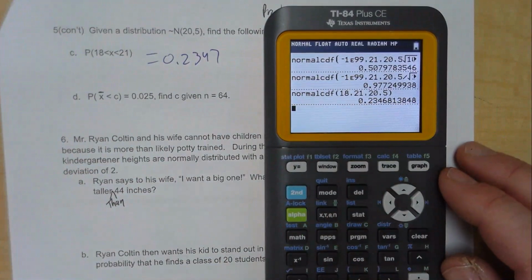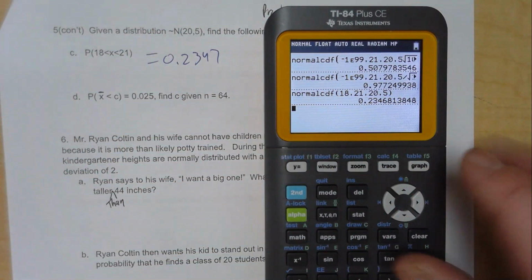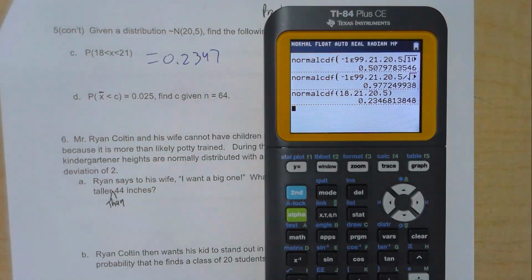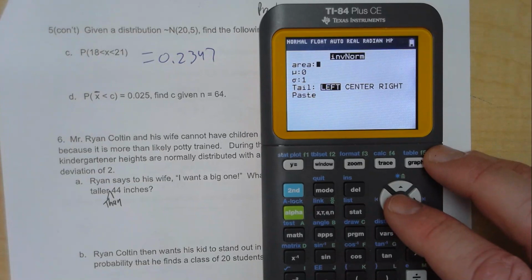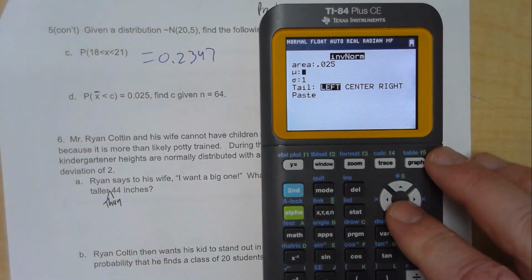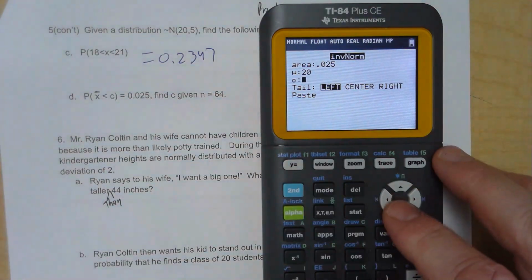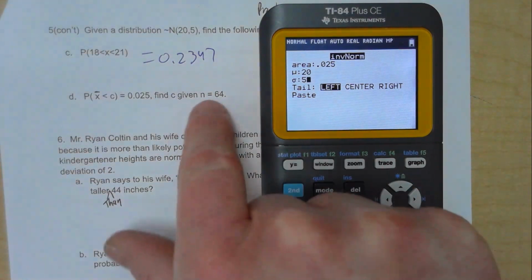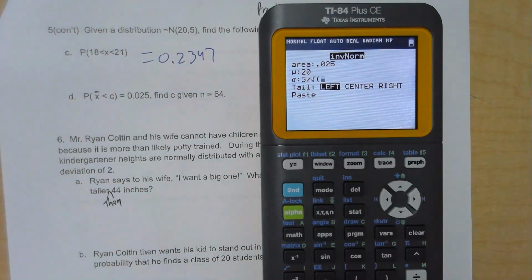Okay, now we're going to find where 2.5% is. So this is an inverse norm question. It's also on the average because it's X bar. So I hit second distribution, inverse norm. I want 2.5%, 0.025. My average is 20. My standard deviation is 5. But since it's out of 64, I have to divide by the square root of 64, which is 8.